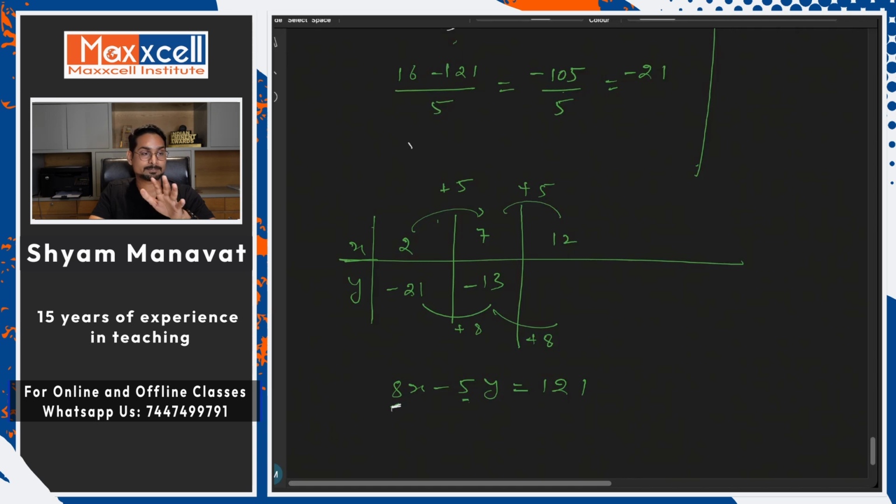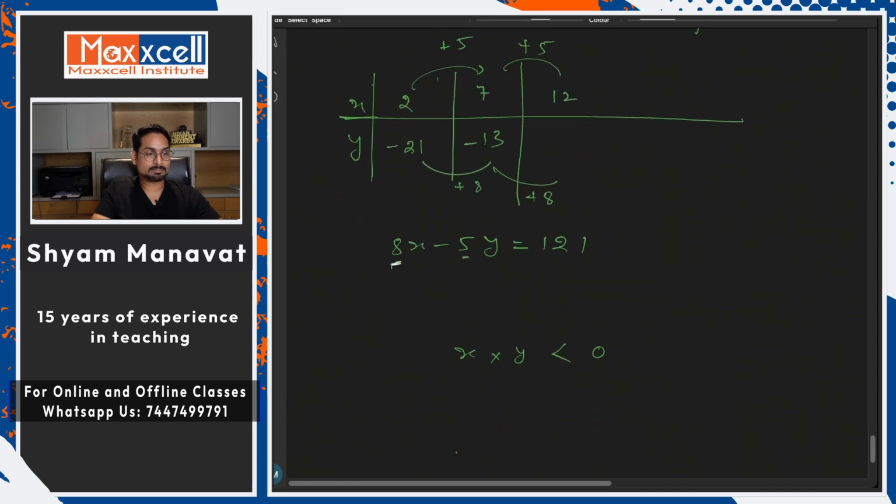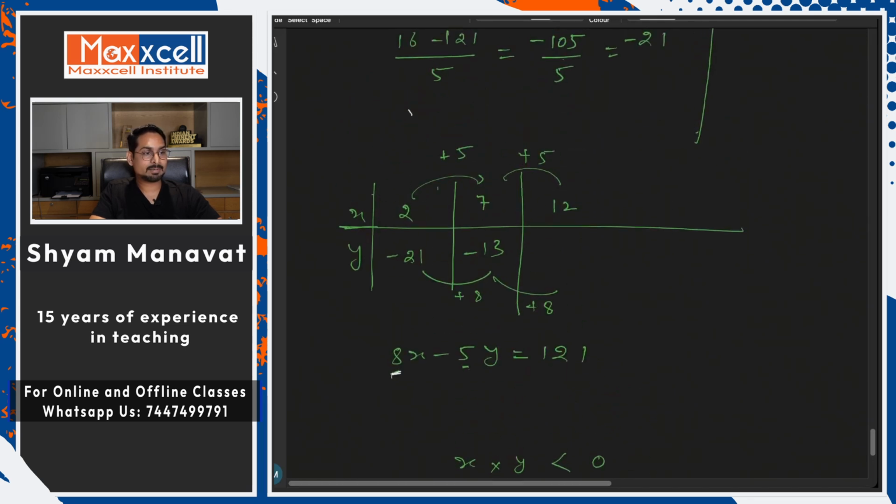We don't want that, because as per the question, the product of x and y should be less than 0. That means the product of x and y should be negative. Do you agree with this? The next value of y, if you do plus 8, will be minus 5, and if you find the next value, you will get a positive value, isn't it? You will get plus 3 here, right? And x is anyway positive.